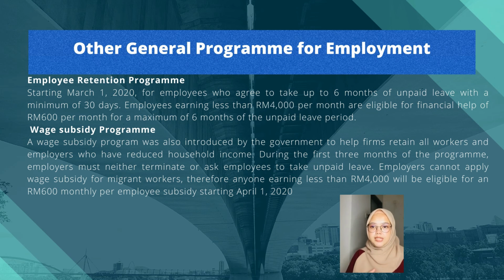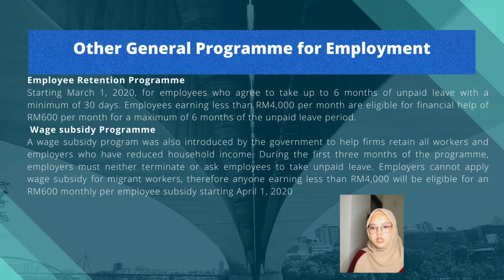So for other general programs for employment, we have the Employment Retention Program, which the government introduced on 1 March 2020 for employees who agree to take up unpaid leave of 6 months with a minimum of 30 days. Employees earning less than 4,000 per month are eligible for financial help of 1,600 per month for a maximum of 6 months of unpaid leave.